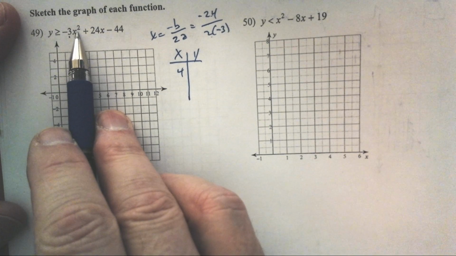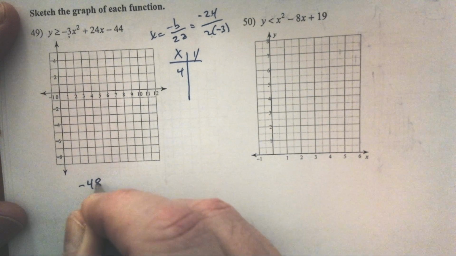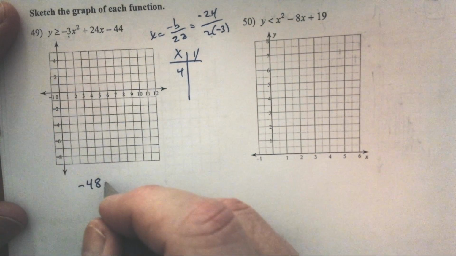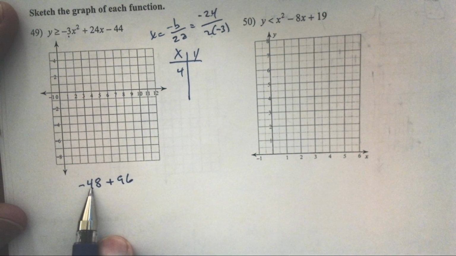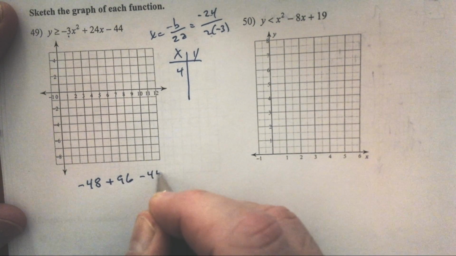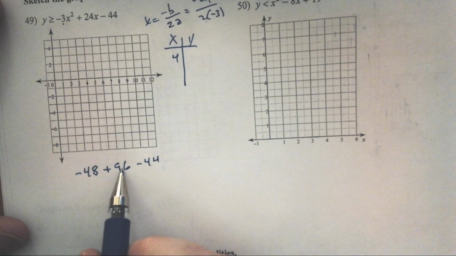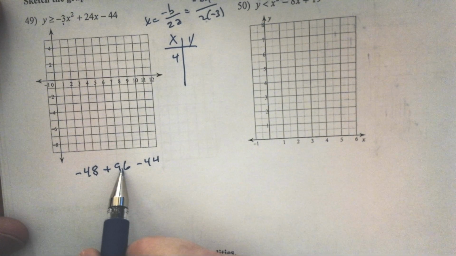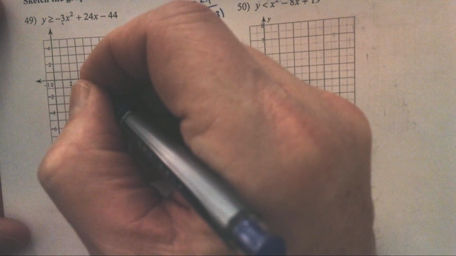I put in 4, and let's see what happens here. I get 16 times negative 3, negative 48. 4 times 4 times 24 is 96. Take a look: half of that, and opposite, minus 44. It makes the arithmetic really easy if you understand that. Negative 48 plus 96 is positive 48. Positive 48 minus 44 is 4. So here I am at 4, 4.